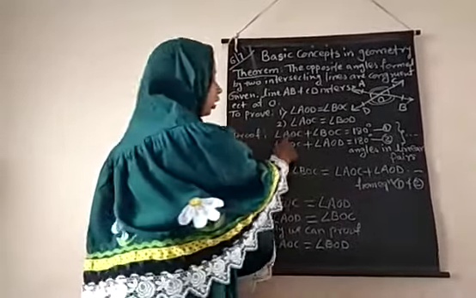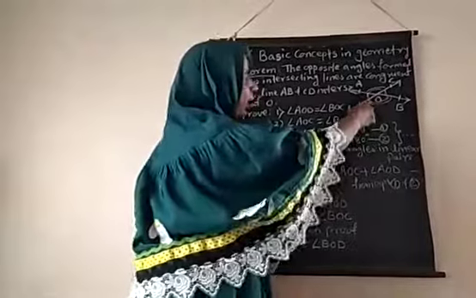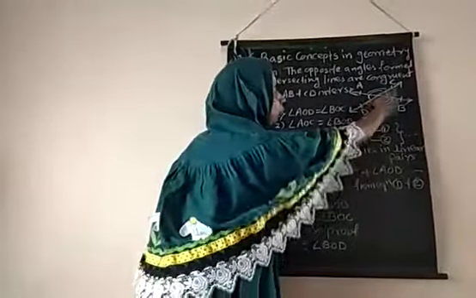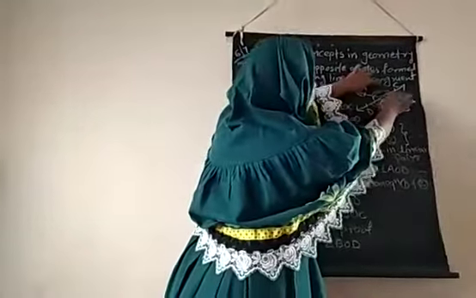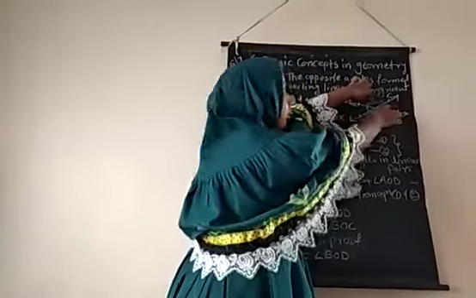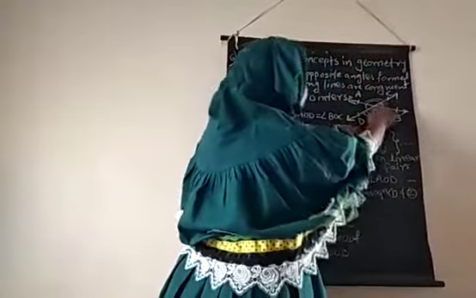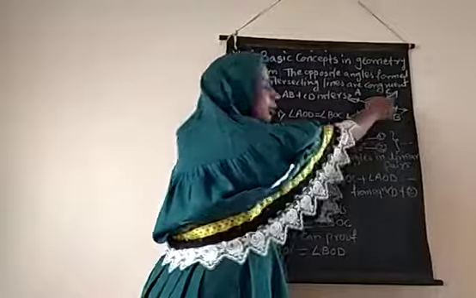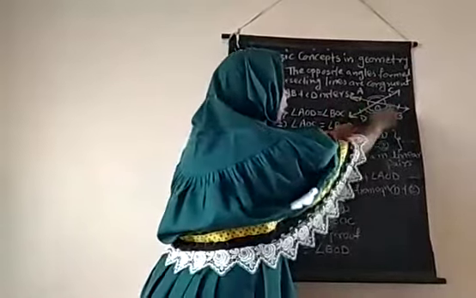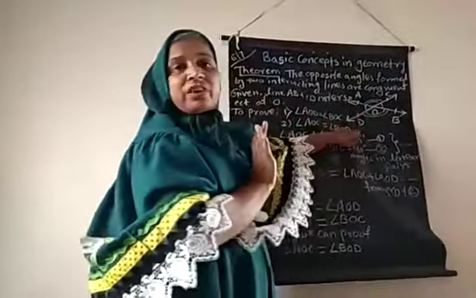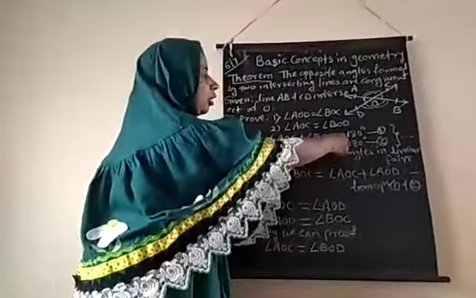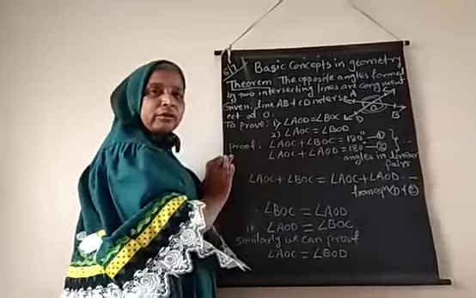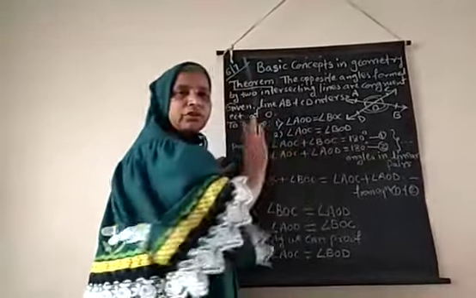So here, look at the figure: angle AOC and angle BOC. If we add these two angles, ray OC is the common ray, so these two angles are adjacent and they form a straight line. Which straight line is formed? Line AB. So they are a linear pair, and their measurement is 180 degrees. This is our first equation.